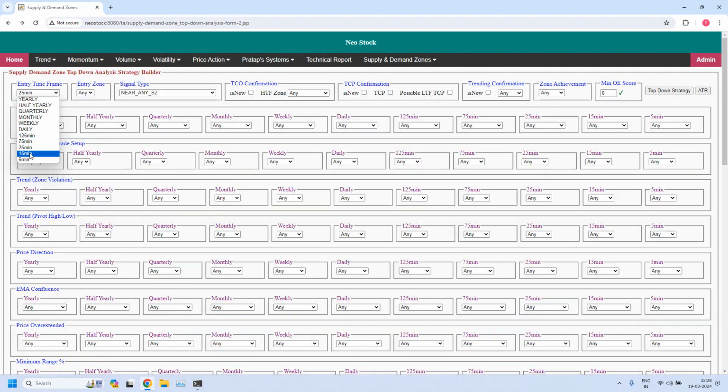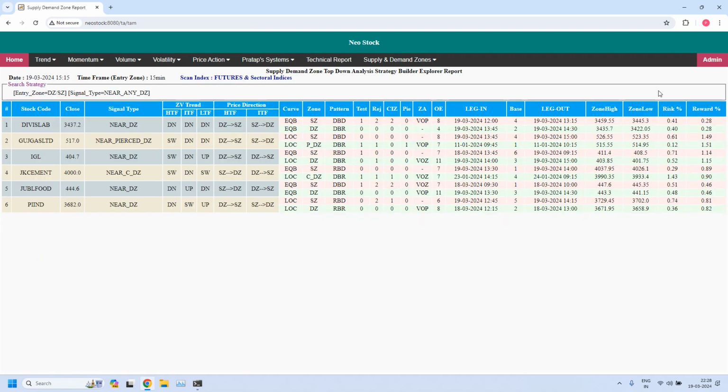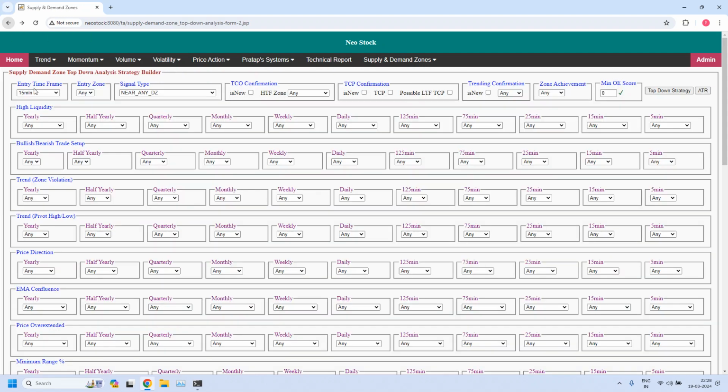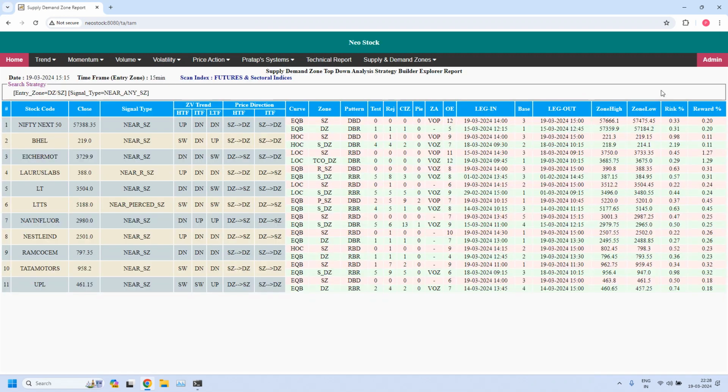Let me change the time frame to 15 minutes. Let us find the stocks near 15 minutes demand zone. These 6 stocks are filtered. So I'm going back. For 15 minutes time frame, let us find the stocks near 15 minutes supply zone. These 11 stocks are filtered.